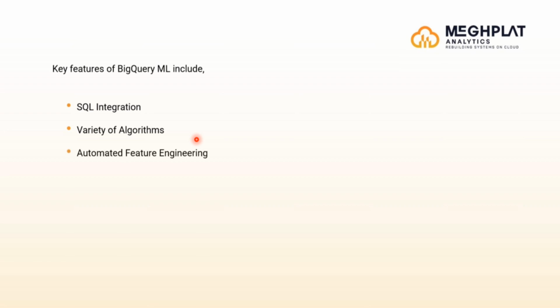Then the third one is automated feature engineering. BigQuery ML simplifies the feature engineering process by automatically handling common tasks such as encoding categorical variables and handling missing data. Then the model evaluation. Users can assess the performance of their machine learning models directly within BigQuery using metrics like accuracy, precision, recall, and more.